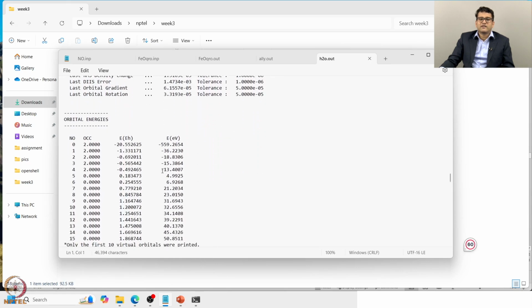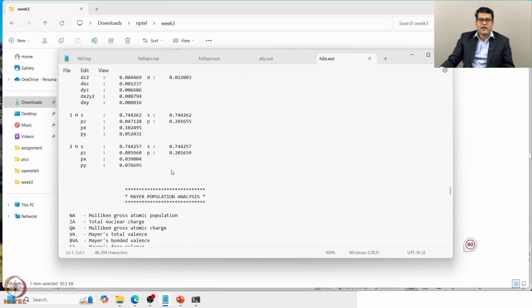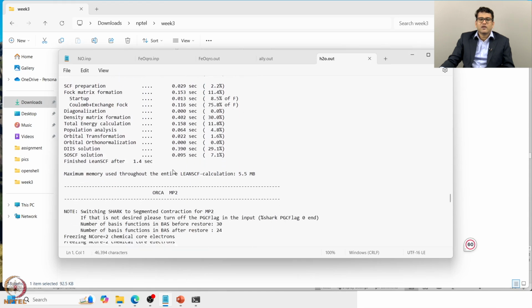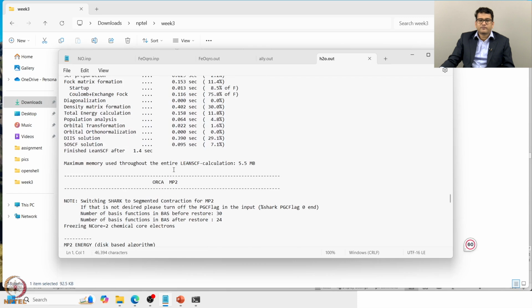You can see there is a well separation between occupied and virtual orbital. It's around 18 electron volt, actually a little higher than 80 electron volt. So, there is quite well separation. Now, here the MP2 module starts.